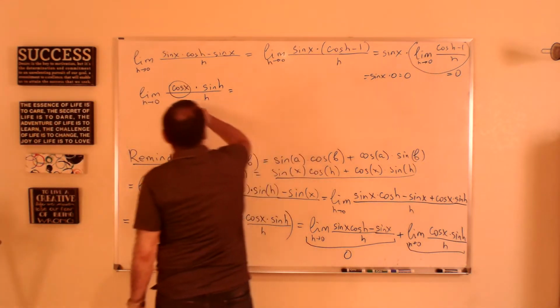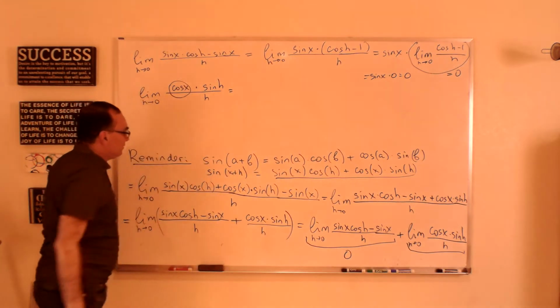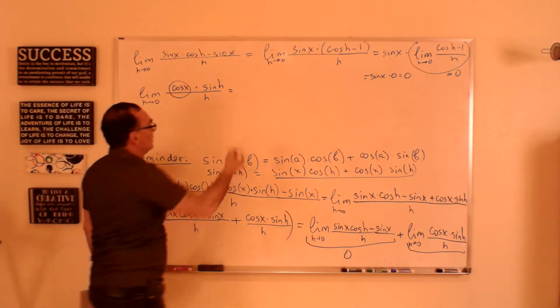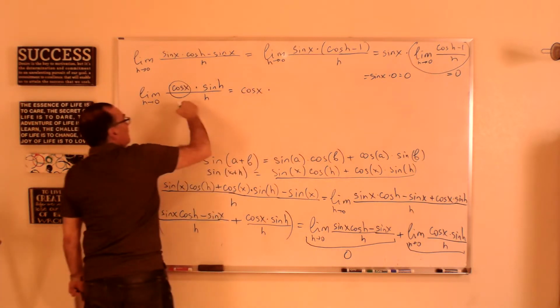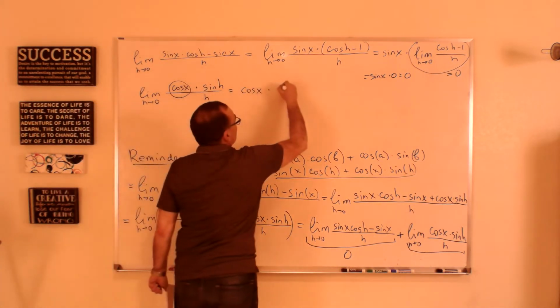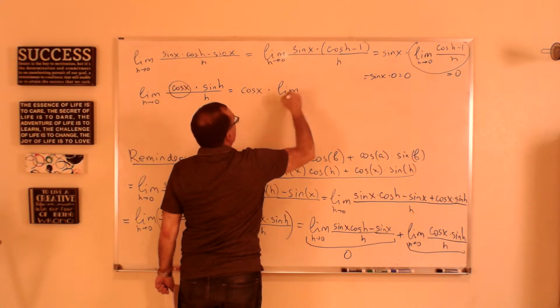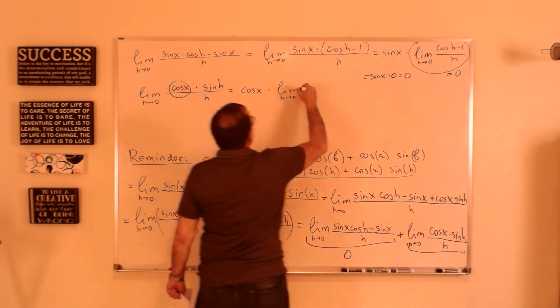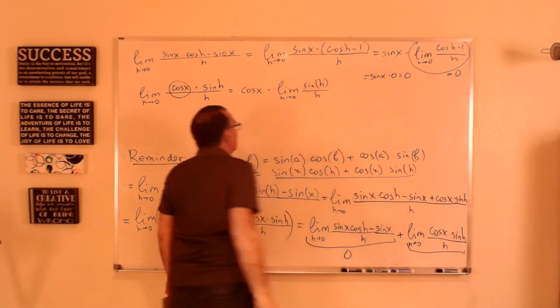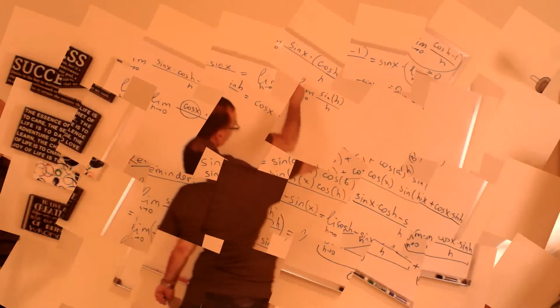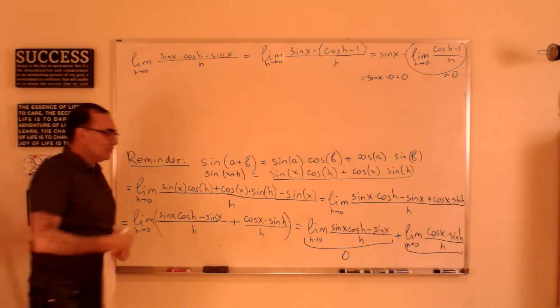And again, since cosine x doesn't have h in it, it's a constant, and the limit is the same thing, so cosine x times... We only need to calculate the limit of these things. It will be the limit as h approaches 0 of sine h over h. And again, this limit can be calculated.